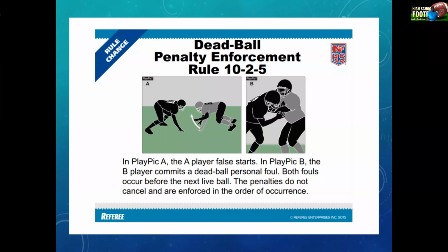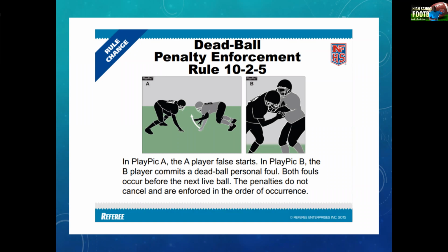Let's say A is on their own 5-yard line going out. A false starts. That's a 5-yard penalty, but because they're on the 5-yard line, they only go to the 2.5-yard line. But then B committed a personal foul. So now we go 15 yards from the 2.5-yard line, and A gets a better advantage on that type of foul.